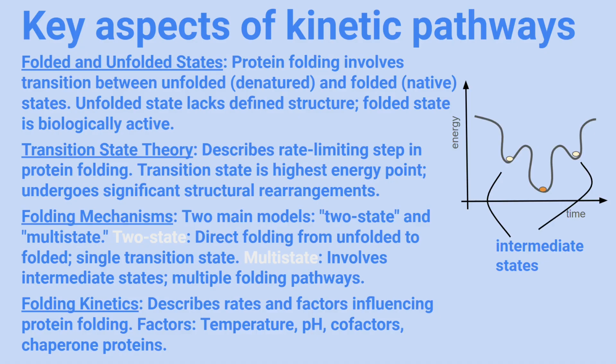In the multi-state model, the folding pathway involves the population of intermediate states, as in the image you have on your right, each representing a local energy minimum on the folding landscape. The folding process may proceed through multiple folding pathways and intermediate states before reaching the native conformation. Well, let's analyze folding kinetics.